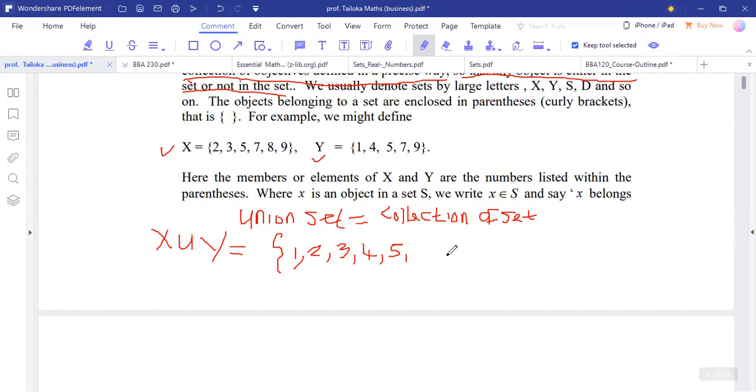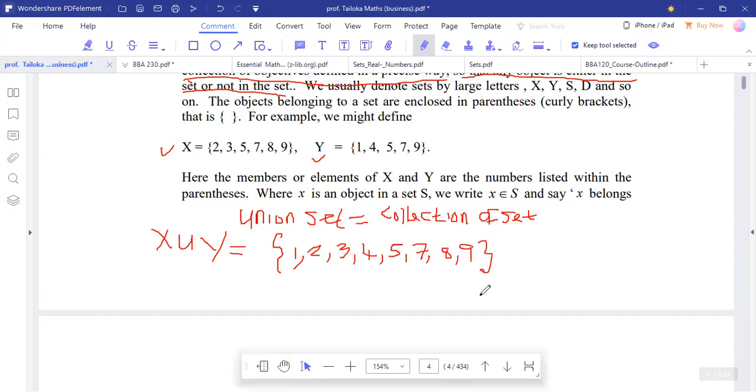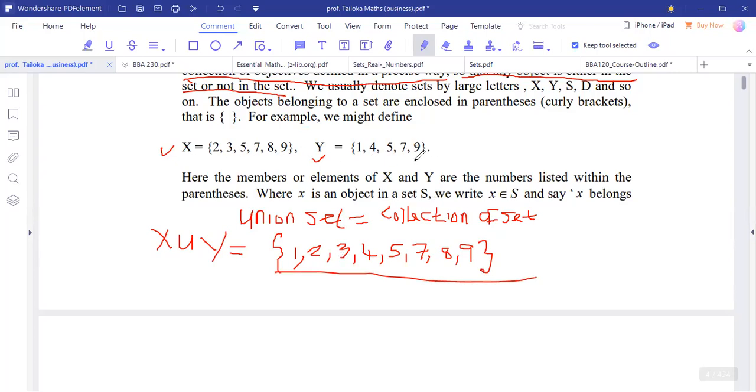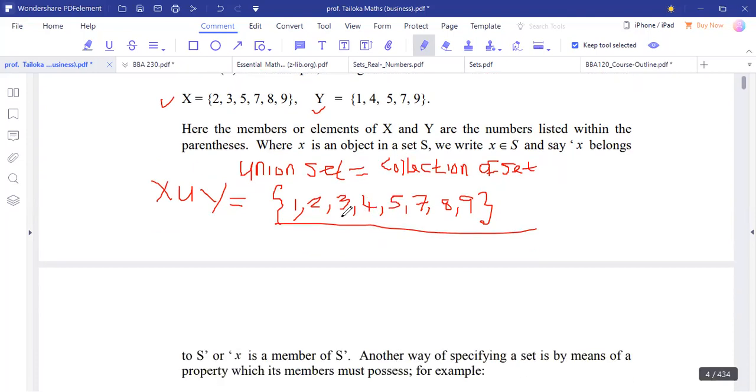So 1, 2, 3, 4, 5, 7, then comma 8 and comma 9. So this is the union set that we have. If the examiner asks what is the union set between these two sets, X and Y, our union set is simply the collection of sets. So we are going to have 1, 2, 3, 4, 5, 7, 8, and 9. That's our union.